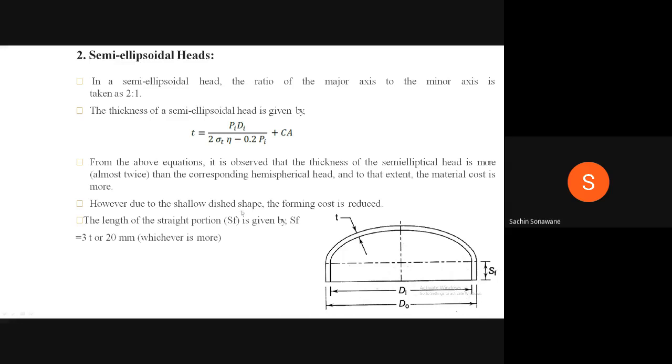However, due to the shallow dished shape, the forming cost is reduced. The length of the straight portion SF is given by SF equal to 3 times thickness or 20 mm, whichever is more.